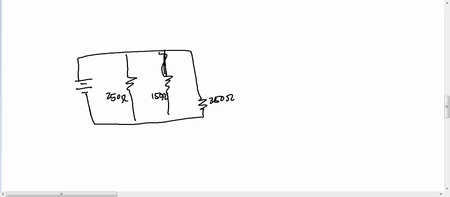They're all in parallel. What's the equivalent resistance? So you just know that 1 over R equivalent is equal to 1 over 250 plus 1 over 150 plus 1 over 350. And then you solve that, and then you invert it.